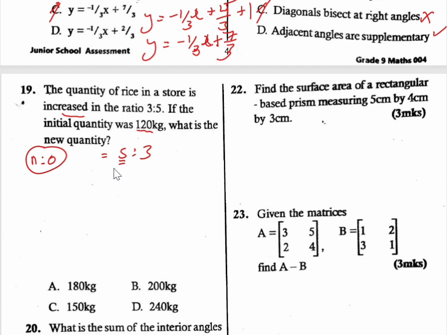So the initial quantity was 120. To get the new quantity, it will be 5/3 multiplied by 120. You can see 3 into 12 is 4, so this is 40 multiplied by 5, and we get 200 kilograms. So the answer is B, 200 kilograms.